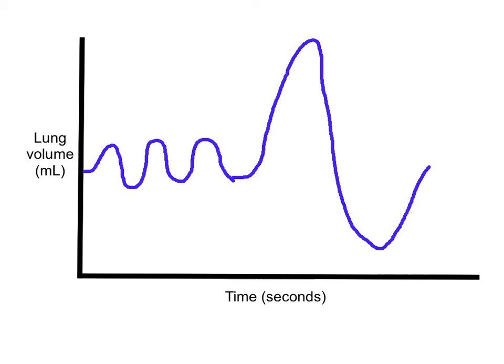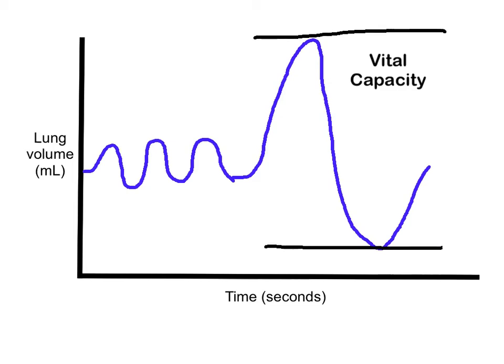The total amount of air your lungs can move is your vital capacity. In adults, it's typically about 5 liters, more if you're tall or an athlete or male, less if you smoke. On the spirometry graph, you can measure the vital capacity directly, from the high point of the forced inspiration to the low point of the forced expiration.